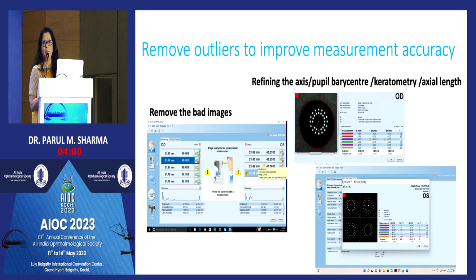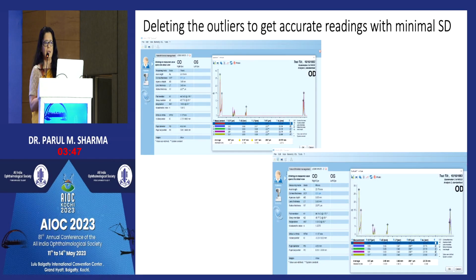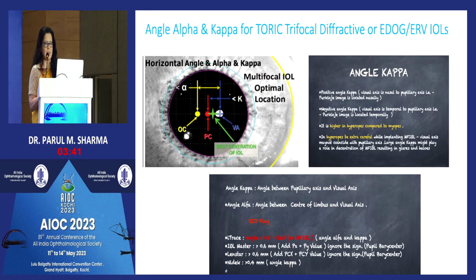Similarly, when you're taking the measurements, even for the axis or the pupil barycenter or kerato, there will be some outliers. So you manually need to remove those outliers so that the maximum of your readings come within the acceptable standard deviation. So you keep removing, you keep refining, and you get the most accurate results on each parameter. When you're doing the post-refractive ones, toric IOLs, it's important to know your angle kappa.